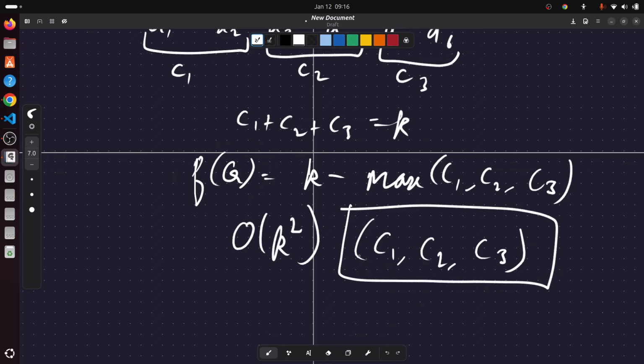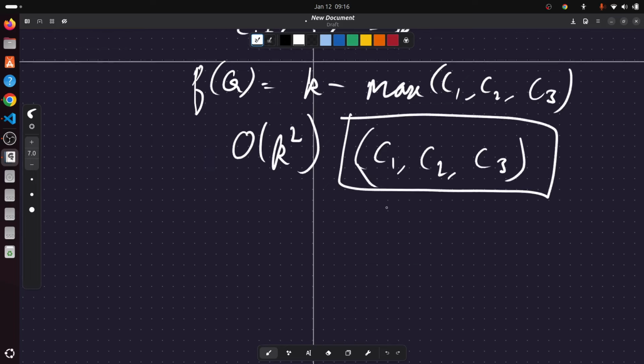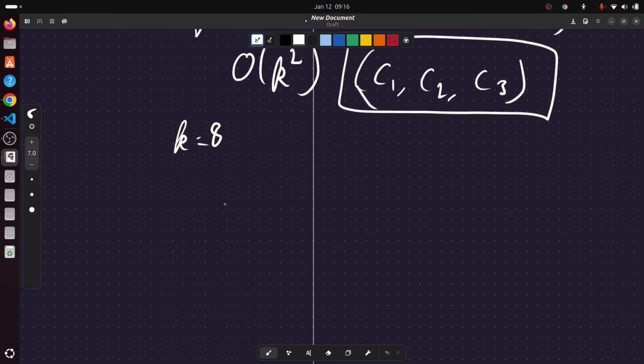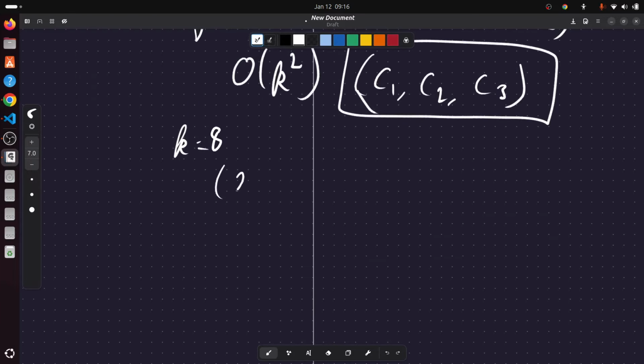And I can also find out how many times this triplet will appear. What I mean by that is, let's say K equal to 8, and I consider a triplet that is 2, 3, 3, right? That is C1 is 2, C2 is 3 and C3 is 3.